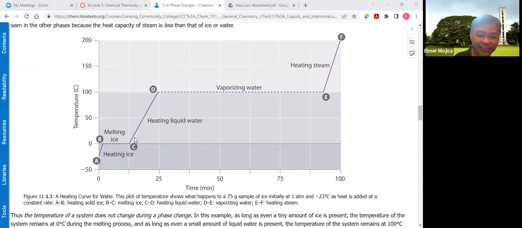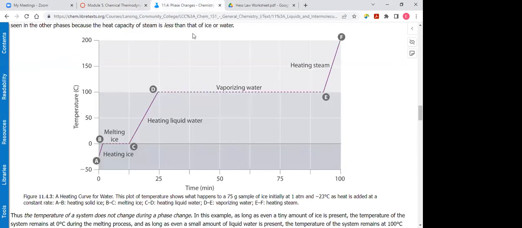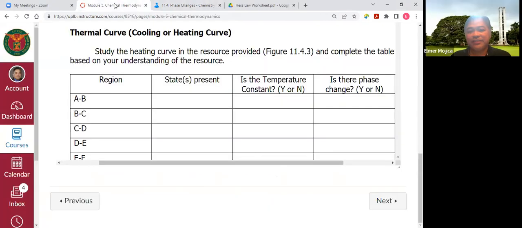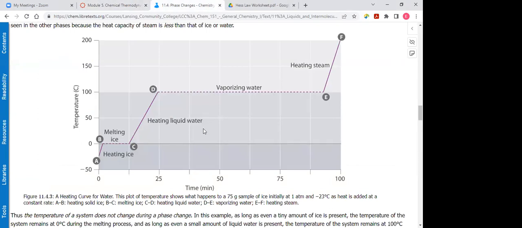And in that case, the temperature starts to increase again. When the temperature increases there, it's all liquid. So this point here, C to D, it's all liquid. Is the temperature constant? The answer is no, because you see here, it's changing. Is there a phase change? The answer is no, because they are in liquid form.